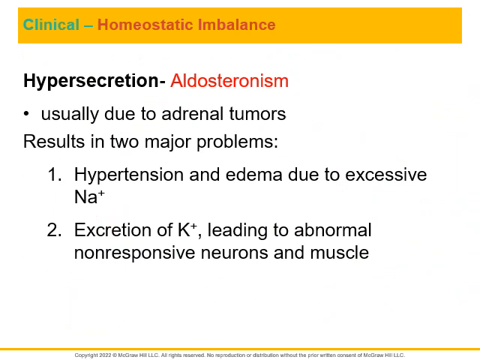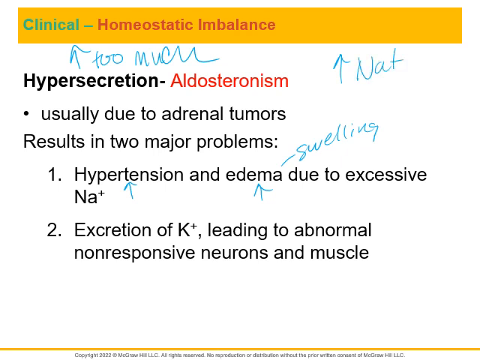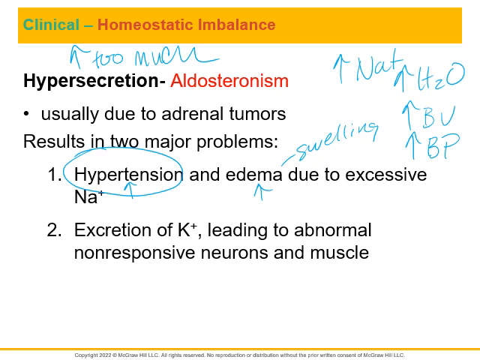What happens if you have hypersecretion? So you have too much aldosterone. This is going to cause hypertension. It's going to cause edema, which is swelling, right? So imagine if you are constantly telling your kidneys to reabsorb sodium and water. If you're constantly reabsorbing sodium and water, even when you don't need it, that's going to cause an increase in blood volume. That's going to cause an increase in blood pressure. So that's where we get the hypertension from.